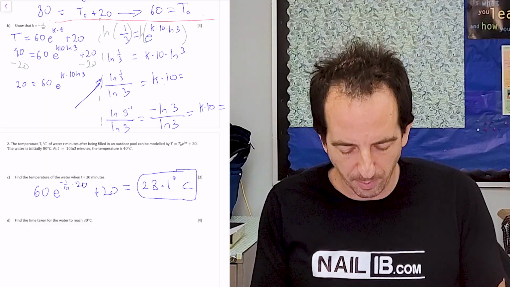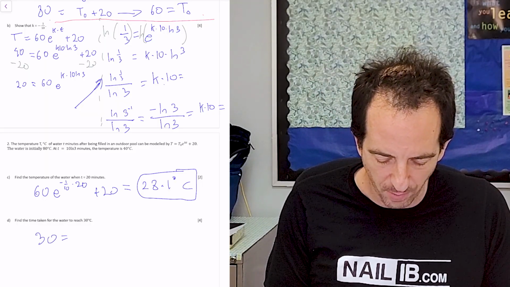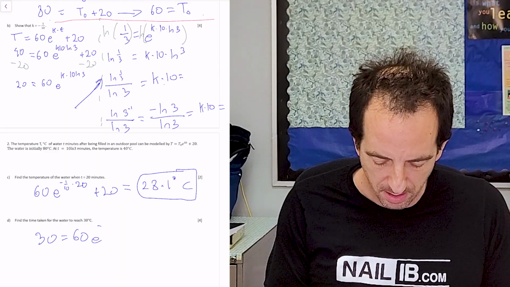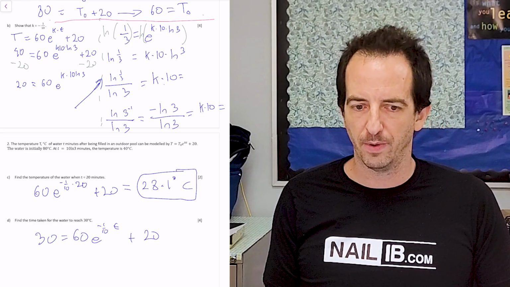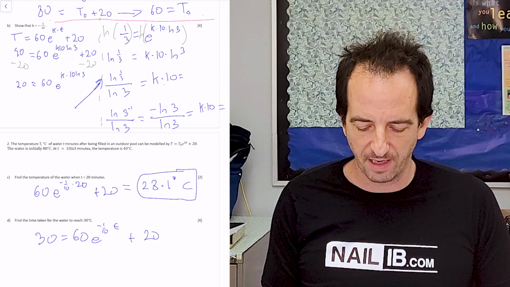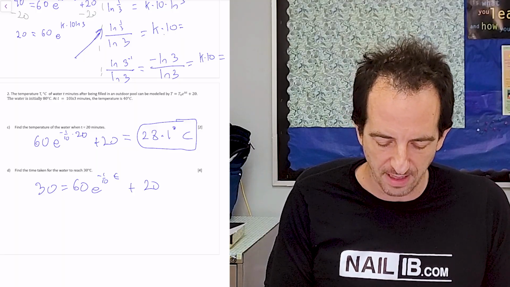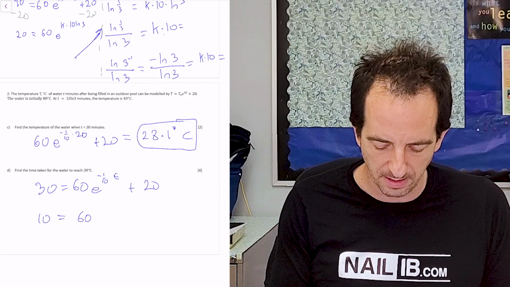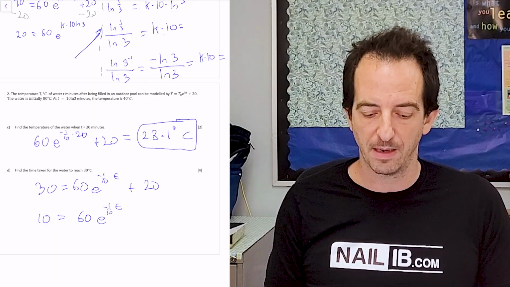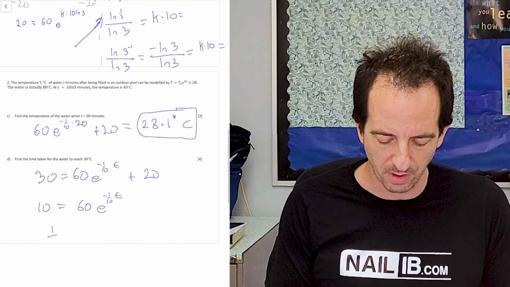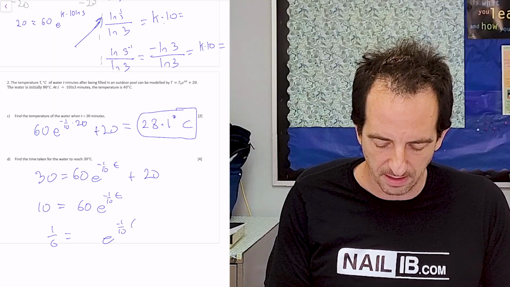And then again, another problem here. Find when the temperature is going to equal 30. So when is 30? For what will t need to be to make this work? And again, we have another problem where we are trying to solve for a variable in an exponent. What are we going to do? I'll move over that 20. I'll subtract 20 from both sides. You'll be left with 10 is equal to 60 e to the negative 1 over 10 t. We've done this type of problem a few times. Now I'll divide both sides by 60. We'll be left with 1/6 is equal to e to the negative 1 over 10 t.